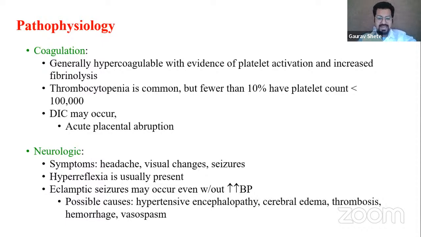Neurological symptoms: there's headache, visual changes, seizures, diplopia. There's hyperreflexia, an exaggerated deep reflex. Eclampsia may occur with the BP raised, or even sometimes without the BP extremely raised. Possible causes are hypertensive encephalopathy, cerebral edema, cerebral ischemia, vasospasm. Basically, it is due to glutamate that has been released, which causes arrhythmic firing of the neurons.